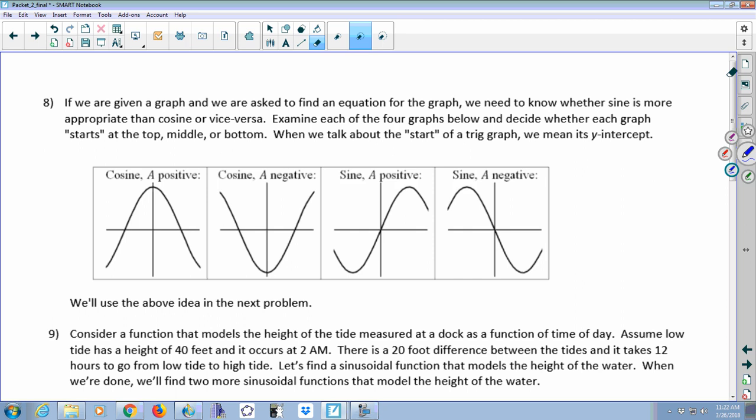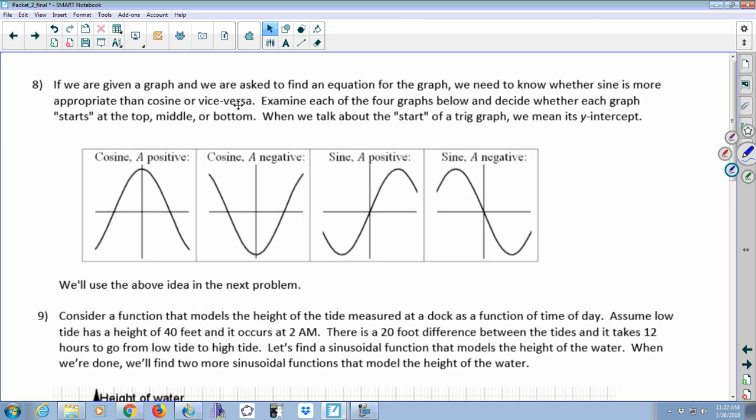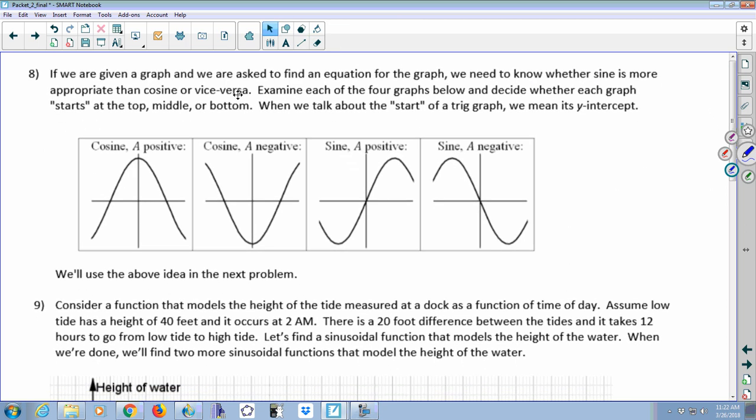All right, so again, this is the same idea. If we're given a graph and we're asked to find an equation, we need to know whether the sine is more appropriate or the cosine, or vice versa. If it starts at the top and goes down, it's a cosine with a positive amplitude. If it starts at its minimum value and moves up, it's a cosine with a negative amplitude. If it starts at the midline and goes uphill, it's sine with a positive amplitude. If it starts at the midline and goes down to the min, it's sine with a negative amplitude.